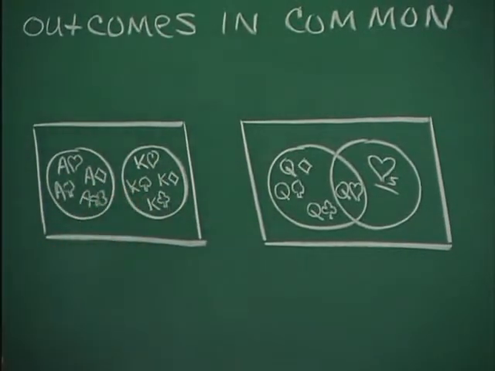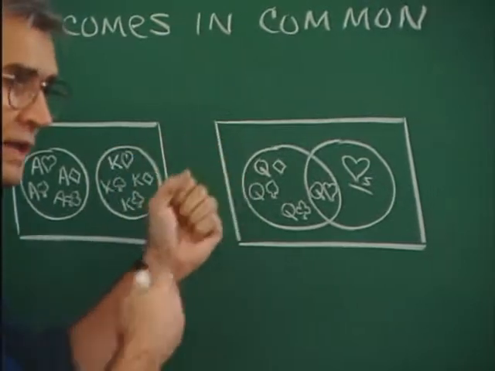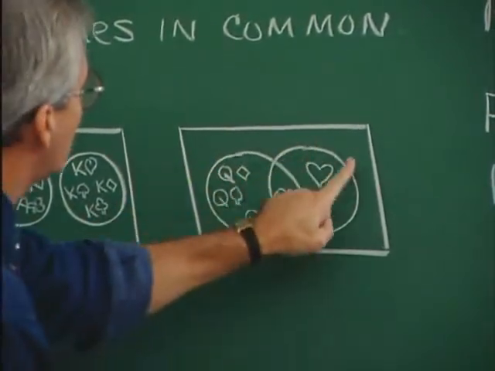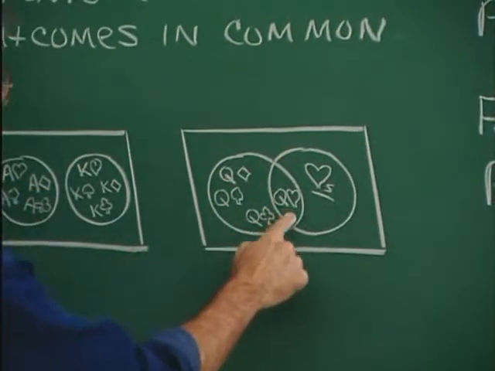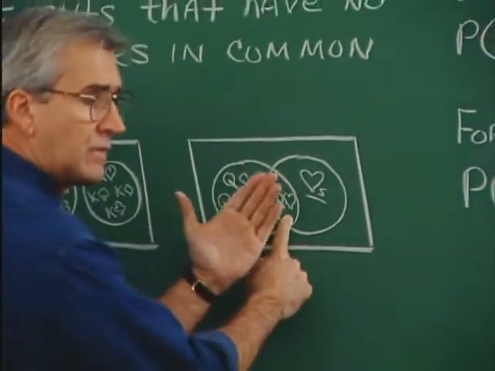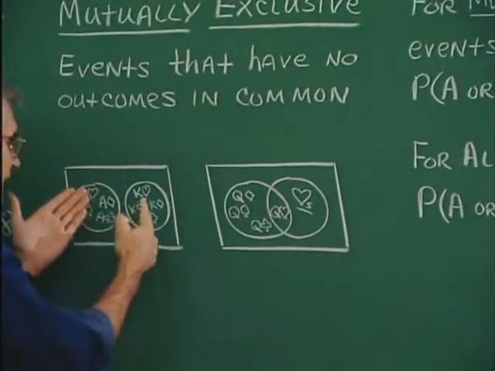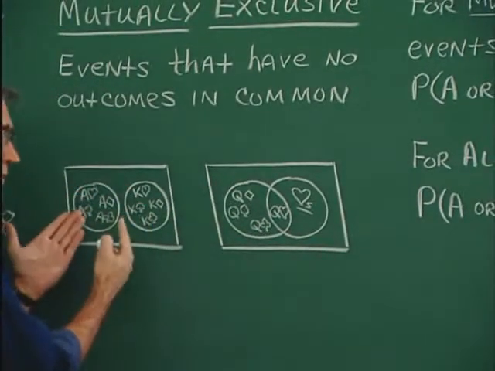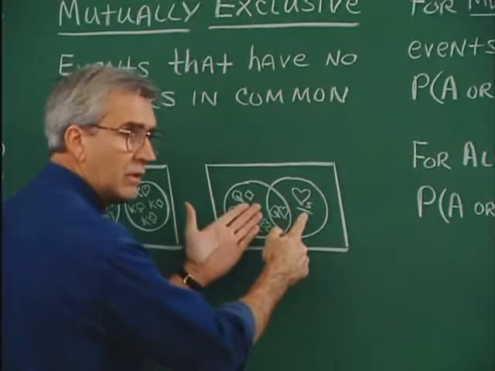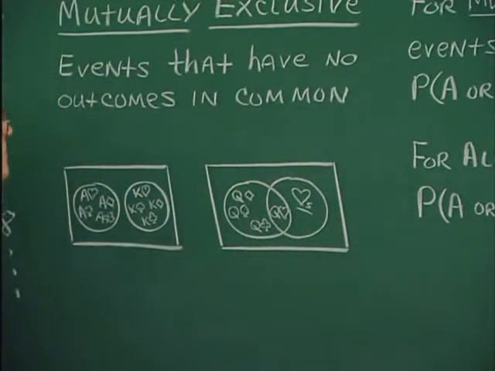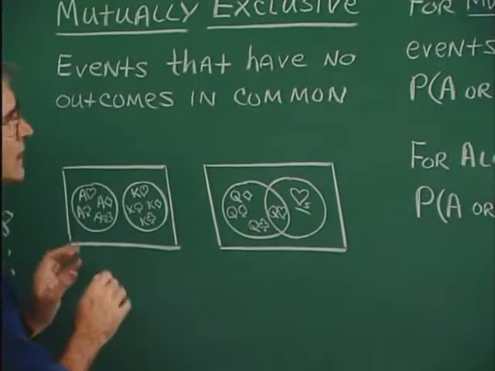On the other hand, in the other example, when we talked about the queens and the hearts, this circle contains the queens, this circle contains the hearts, and the queen of hearts is in both of those two sets. So in this situation, the intersection of the two sets would be the empty set. In this situation, the intersection of the two sets would contain something. All right, so that's the idea of mutually exclusive.